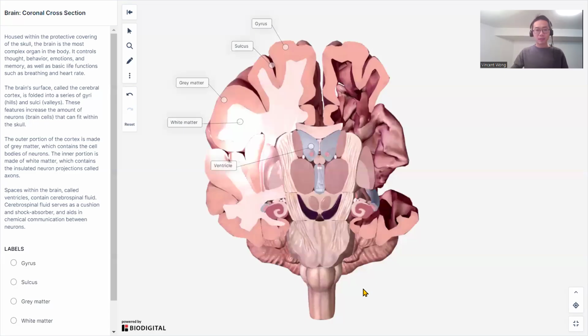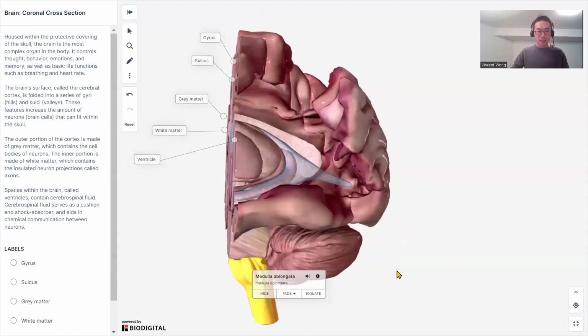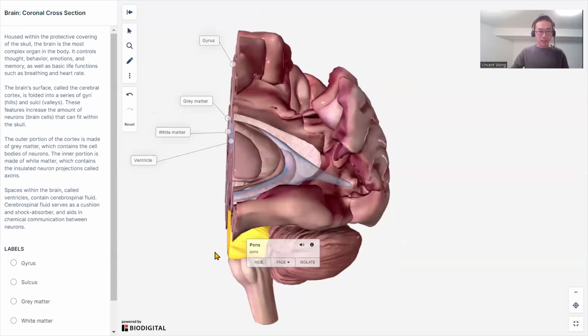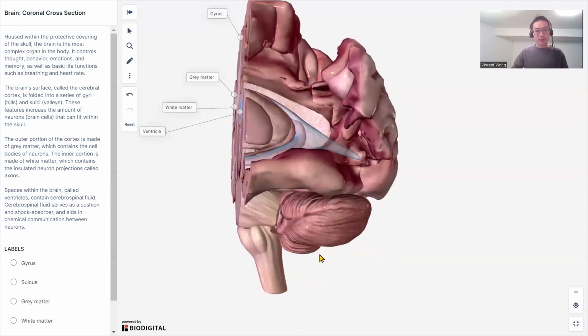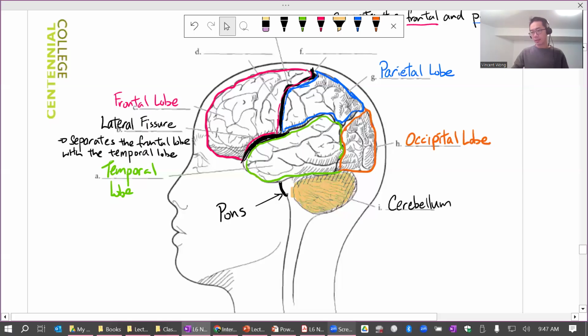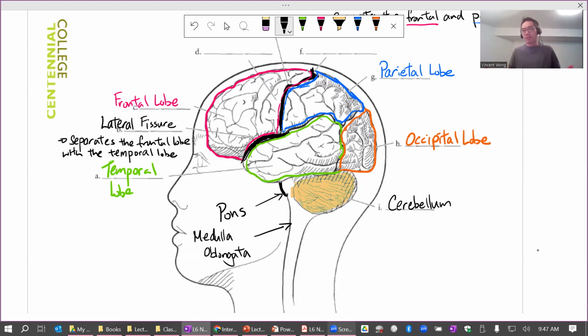Let me show you the interactive 3D model. There you go. That's the pons right here. Again, some of it got cut off, that's why we can't really see it. And below the pons, that's the medulla oblongata. We learned about the medulla oblongata before, in the respiratory system. That's where your respiratory center is. It detects the amount of carbon dioxide in your bloodstream and then it makes you breathe.